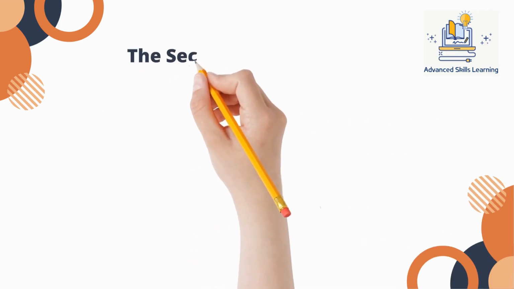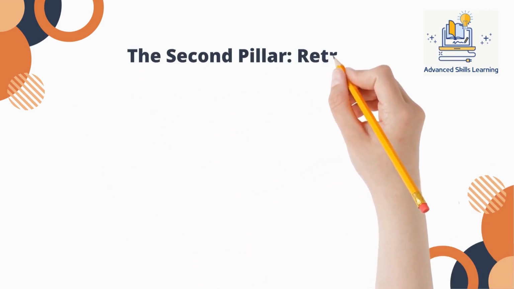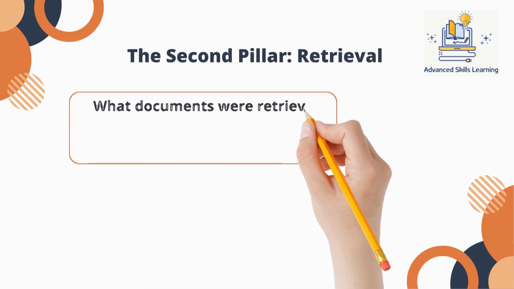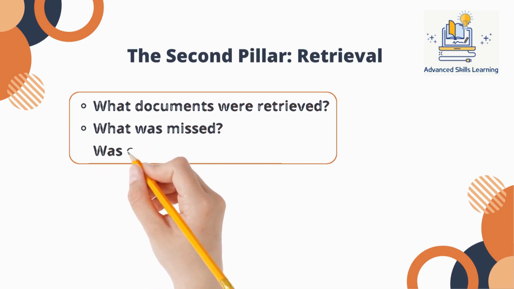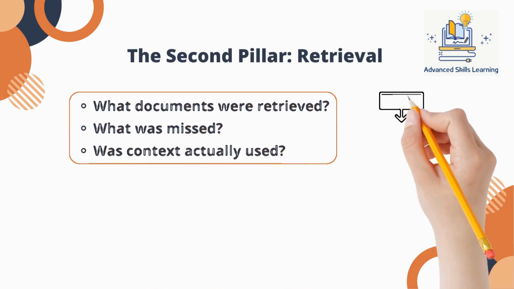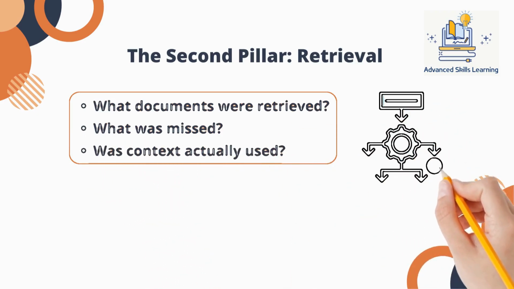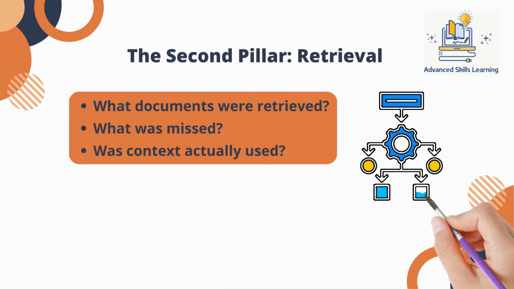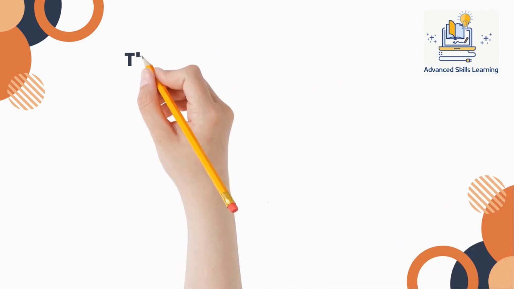The second observability pillar: retrieval. Which documents were retrieved? How were they ranked? What relevance scores did they receive? And just as important, which critical documents were never retrieved? In RAG systems, retrieval failures are one of the most common root causes of hallucinations. But without observability, teams blame the model instead of the missing context.